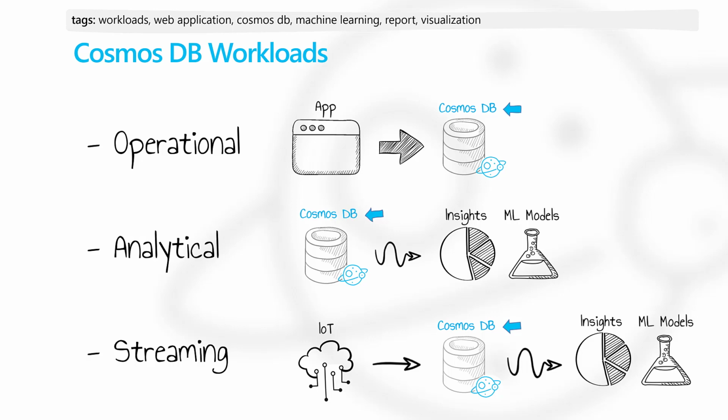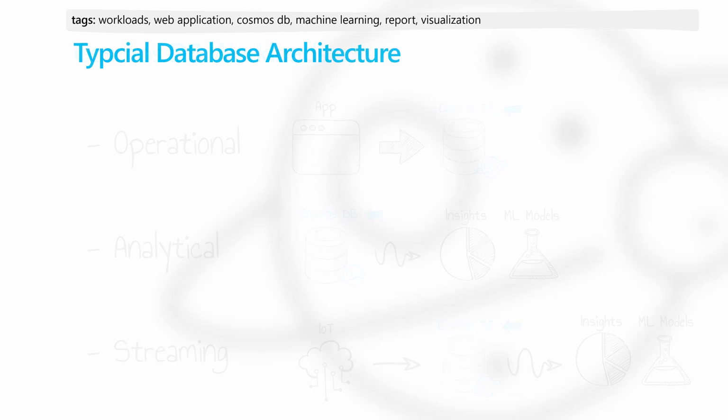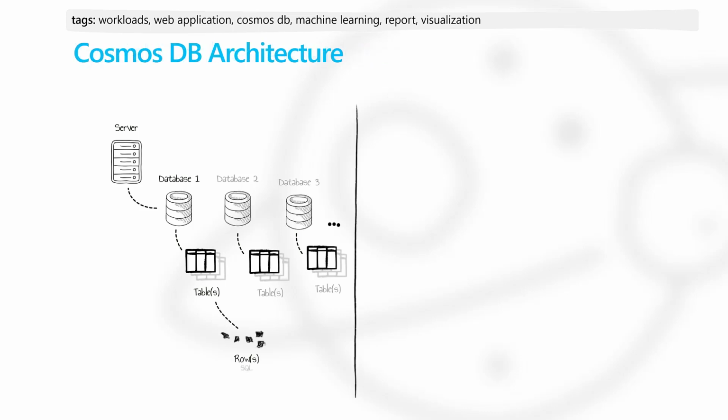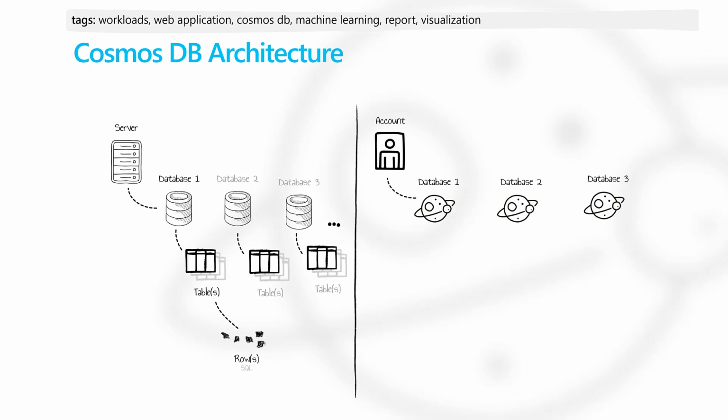When you use any database, you get a server where you can create one or more databases. Each database has one or more tables, and each table contains one or more rows. As in other databases, you get an account when you create a Cosmos DB using the Azure portal, and multiple database instances can exist under that account. To access a Cosmos DB database instance, you have to use the database's host URI or Uniform Resource Identifier.